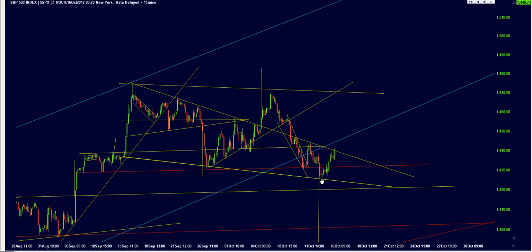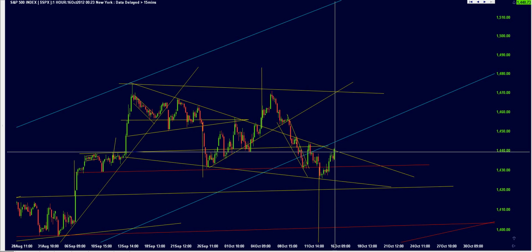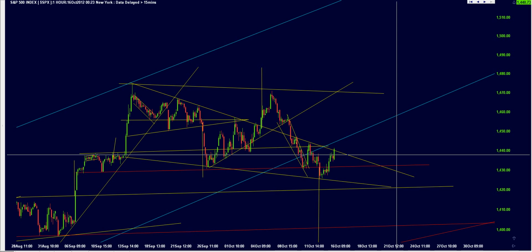But the fact that we bounced over this area last night, then rallied on up over this area here, and we actually closed above this yellow descending line. So what is going on? Well, I do have a brief description of what I think may be happening, and I'm fairly certain as to what I think is going on right now.